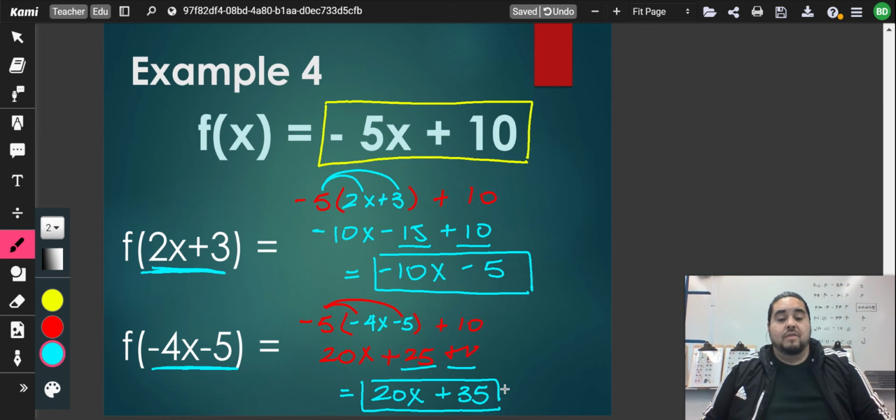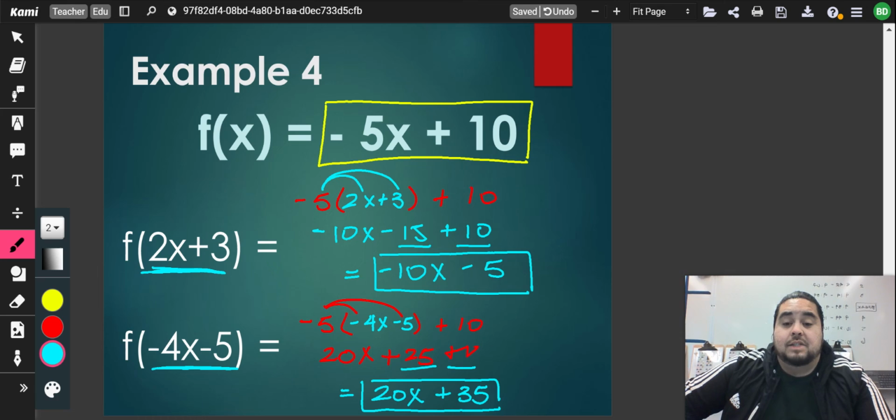Okay? So when you evaluate a function, really all it means is you're taking the x out of the original structure and you're replacing it with some other item. It could be another function, it could be a value, it could be a smiley face. Whatever you're replacing the function with in your f of x notation, you just evaluate it with that.